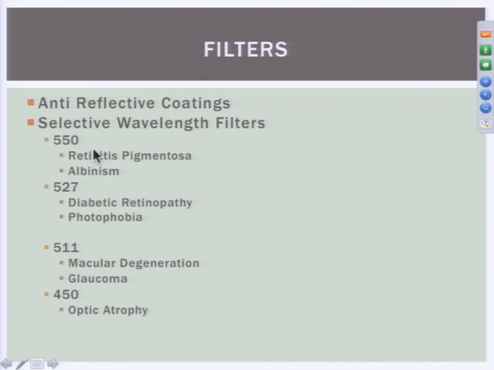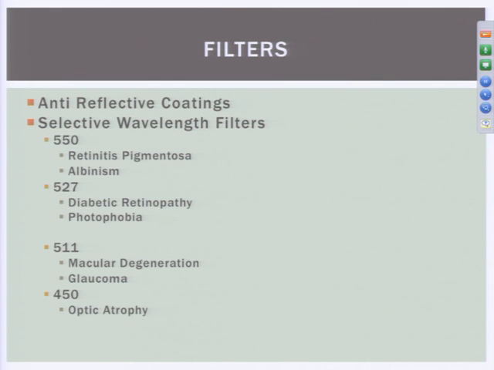The 550 filter that filters out light in the 550 range is very helpful for people with retinitis pigmentosa or albinism. If we go to the 527 filters, which is a different filter, that's very good for people with diabetic retinopathy or frank photophobia or aversion to light. The 511 filter is the one that we use in macular degeneration and glaucoma.